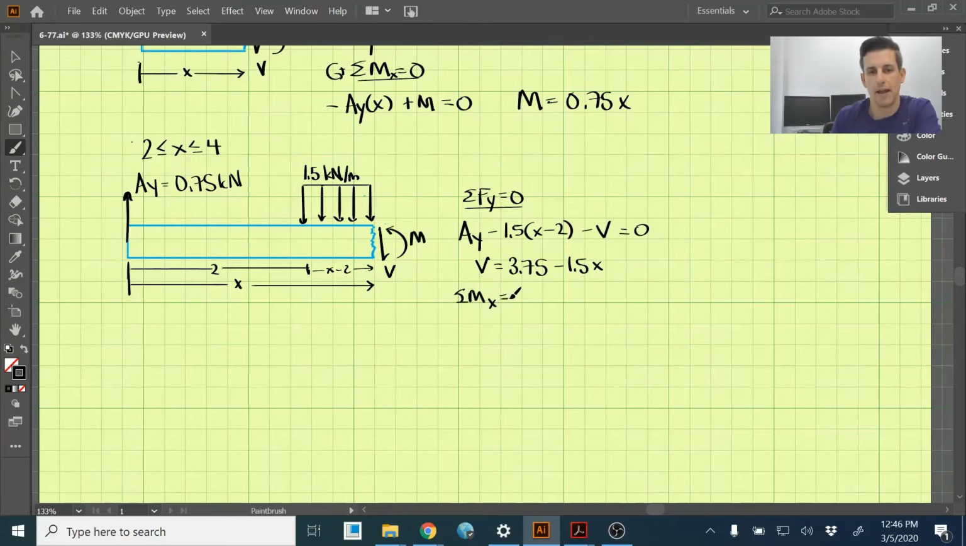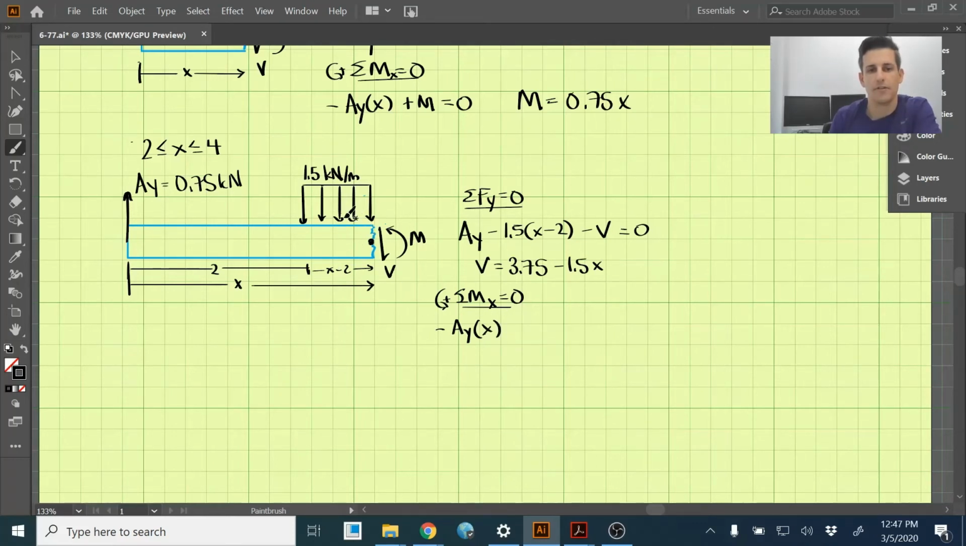Okay. And now we can do the sum of the moments around x and set those equal to 0 with our positive sign convention. And x is this point right here. So let's take the moments. We first have AY, which is going to create a clockwise moment, which will be negative. And that distance away is x.